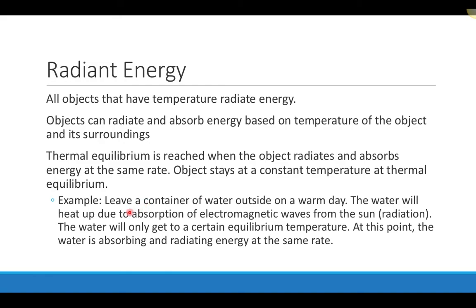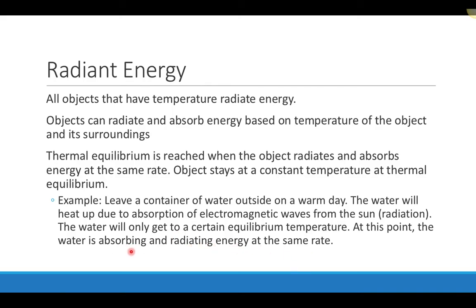An example would be that suppose we leave a container of water outside on a warm day. The water will heat up due to the absorption of the electromagnetic waves from the sun. But eventually the water will get to a certain equilibrium temperature. We leave it out there, the water gets nice and warm, and eventually it reaches a particular temperature. At that point, the water is absorbing energy from the sun, but it's also radiating energy at exactly the same time.